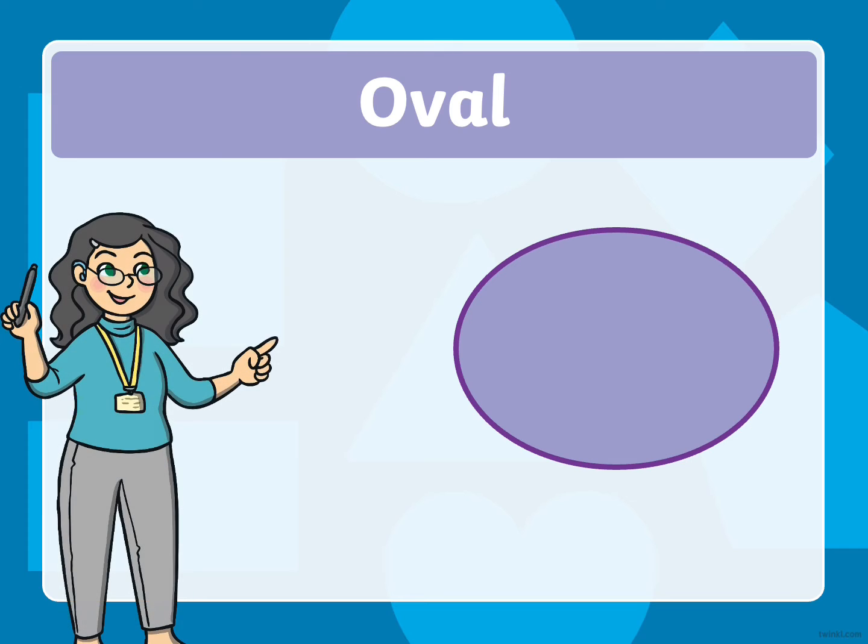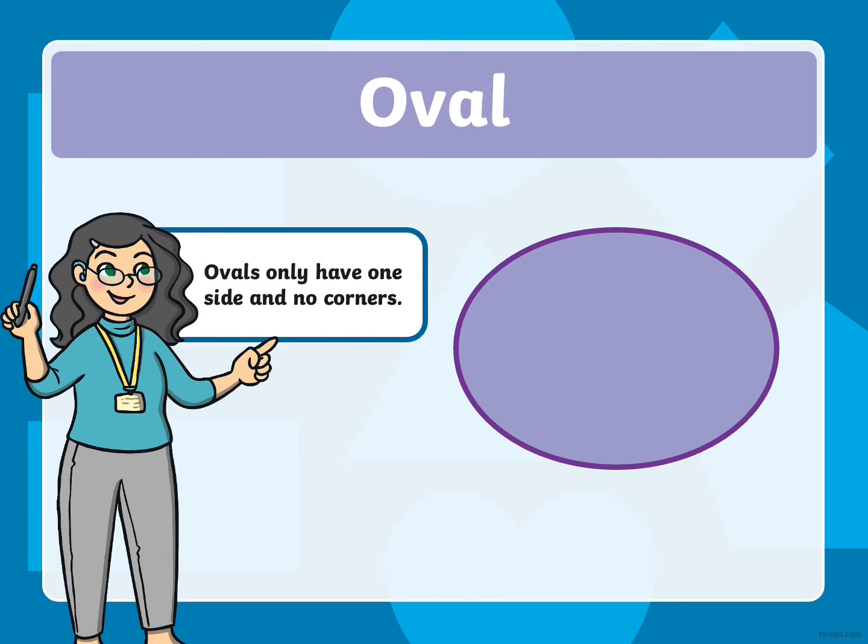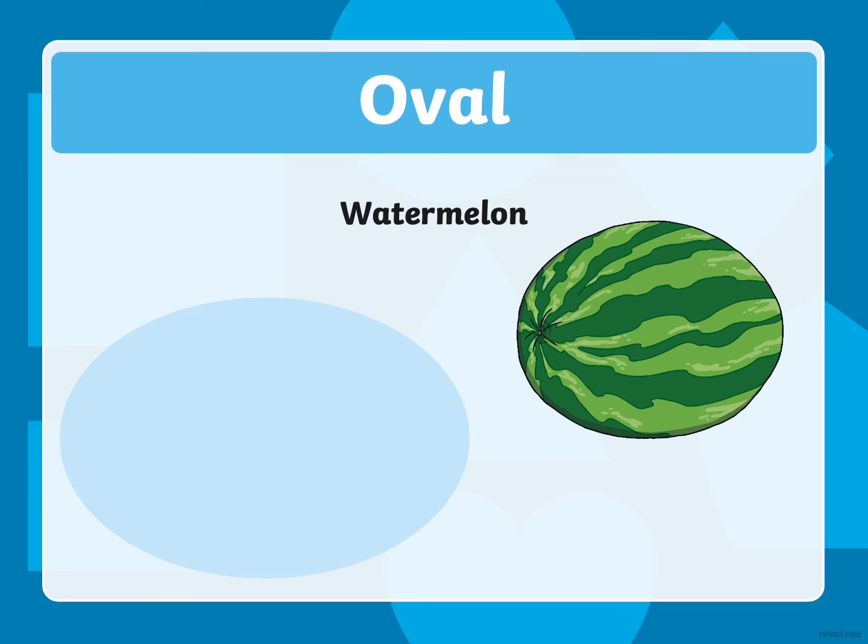The next shape is an oval. So ovals have 1 side and no corners, just like a circle, but it looks like it's a little bit stretched. So here's some examples. So there's another oval there in the light blue, so it might be a rug that you might have at home, or a watermelon.